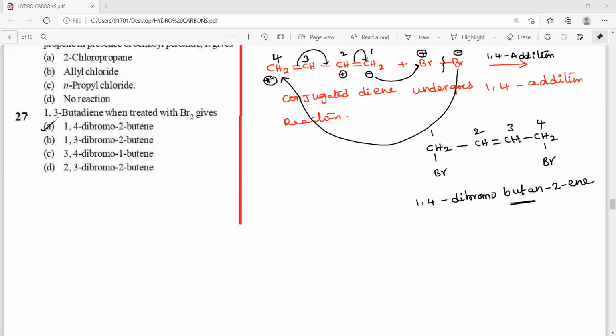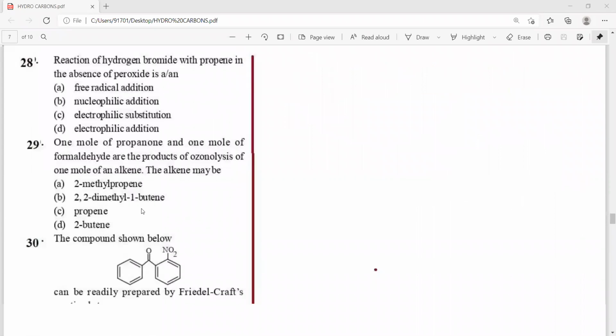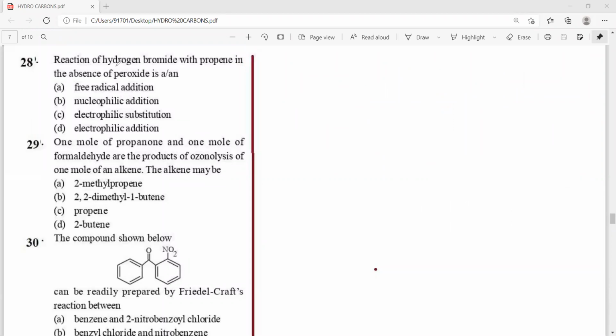So conjugated dienes, you have to remember, dear students, it's very, very important. Conjugated dienes mean alternating double bonds and single bonds are present. In those, 1,4 addition reactions commonly take place. Okay, students, let's go for the next question. See, we already know this question. Reaction of hydrogen bromide, HBr, with propene.